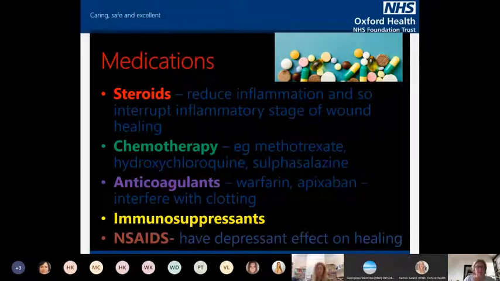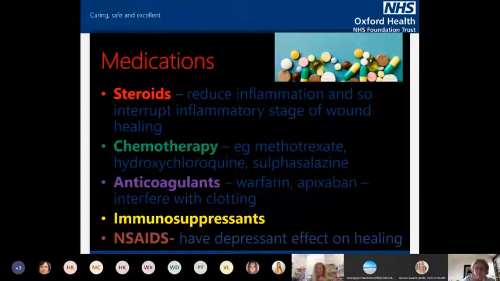Medications, they can impact on healing. So steroids, they reduce inflammation. Of course, that goes to say that they would interfere with the inflammatory stage of wound healing and disrupt things. Some significant drugs, chemotherapy-wise, so people with methotrexate, hydroxychloroquine, that's the thing that Donald Trump is taking to try and stop himself from getting COVID. Puts him at risk of a wound that won't heal properly, one can only hope.